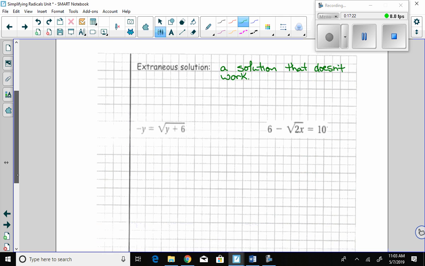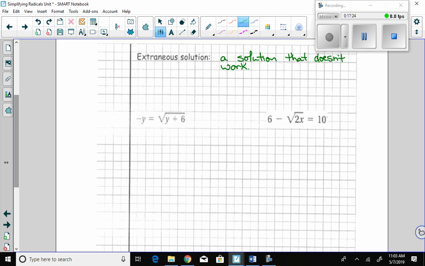Take a look at this first one here. We've got a radical on one side and not on the other. So the first thing we still have to do is get rid of the radical. What you do to one side, you have to do the other, so we're going to square both sides. This negative y times negative y becomes positive y squared. That is going to equal y plus 6 on the other side.